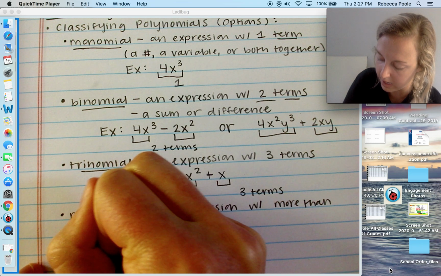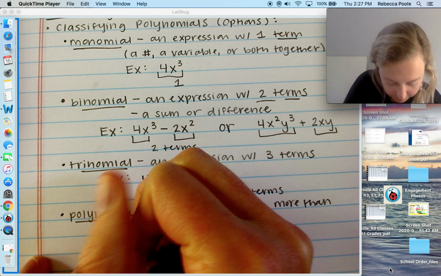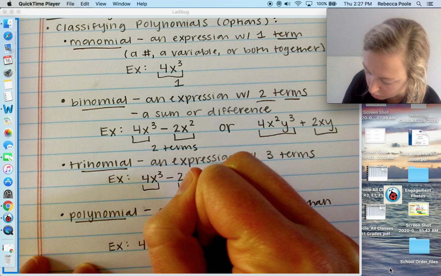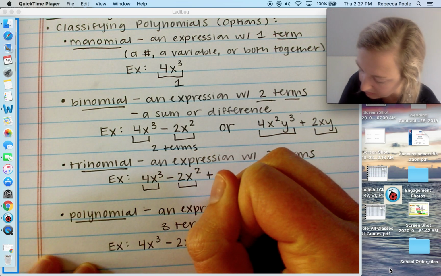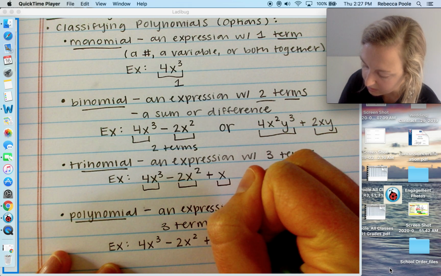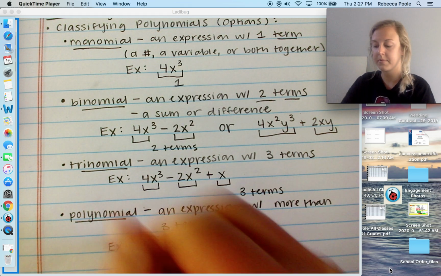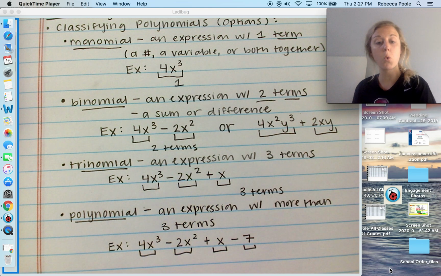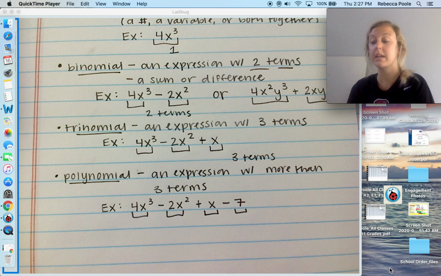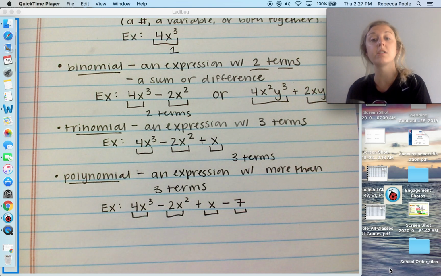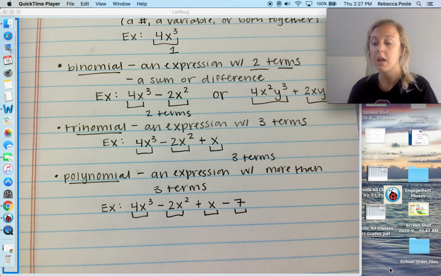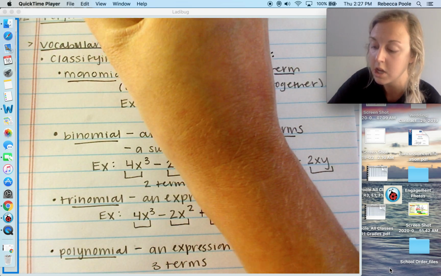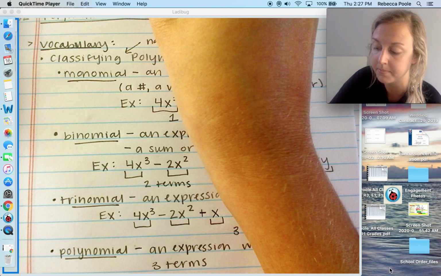Okay, so let me give you guys an example. If we have 4x cubed minus 2x squared plus x minus 7, that's 1, 2, 3, 4 terms. That's more than 3, so if you got to one like this, that would just be called a polynomial, okay? So this is how you classify polynomials, and the word classify just means that we're naming them.